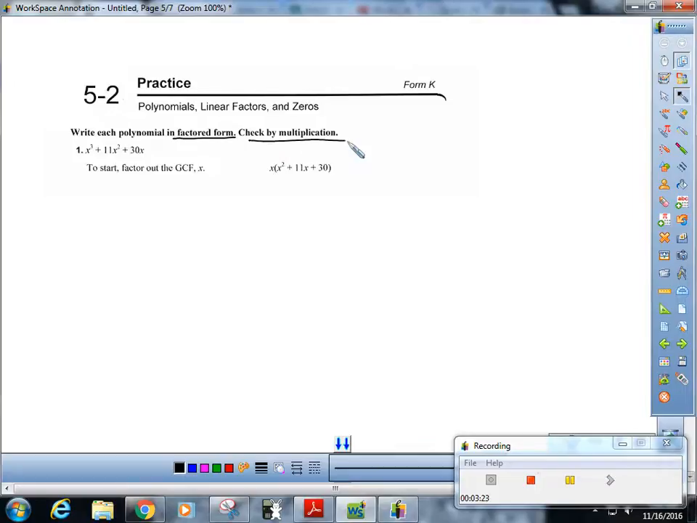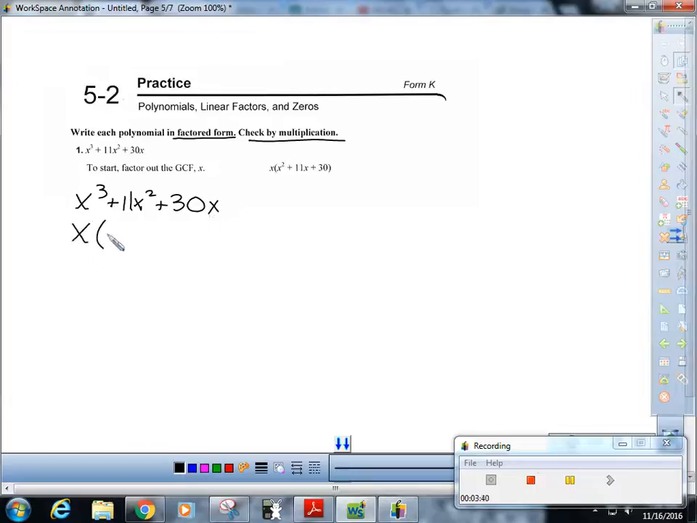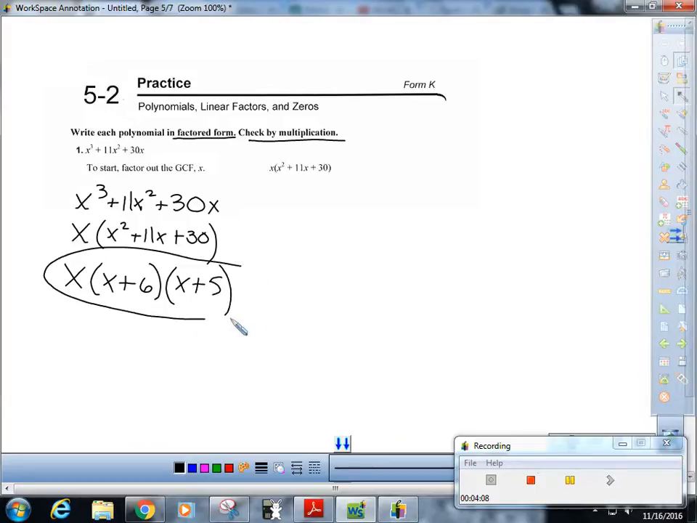Okay. So, we want to rewrite x cubed plus 11x squared plus 30x in factored form. So what term do they all have in them? And what do we have left with on the inside? Now the next question we ask ourselves is this thing factorable? Can you think of two numbers that multiply to be 30 and add to be 11? Excellent. Okay, circle it. That is it. That's the answer.